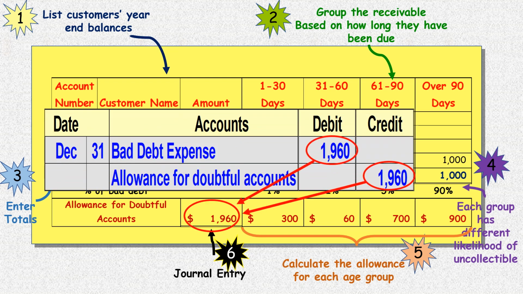Now, once we know the total, we need to make the journal entry. And this is going to be the journal entry here. Again, debit bad debt expense $1,960, and credit to the allowance for doubtful accounts $1,960. Just to remind you that this is the balance sheet approach because we are looking at the account receivables and grouping them as to how long they have been due. And for each group, we come up with a percentage of bad debt, and then we calculate the bad debt.